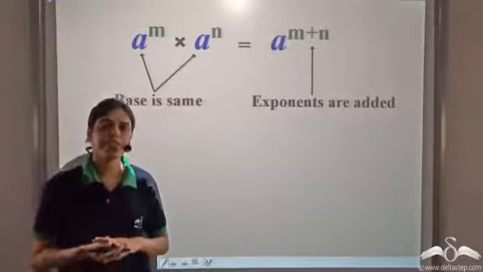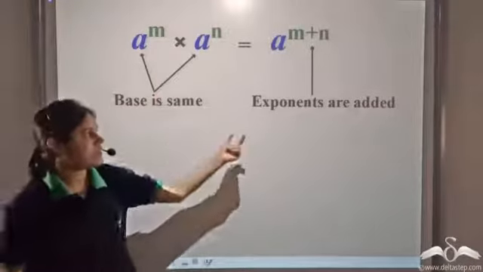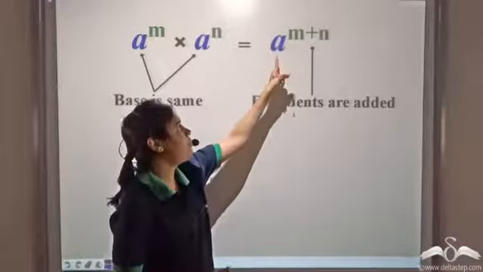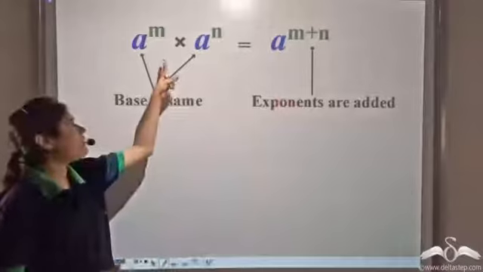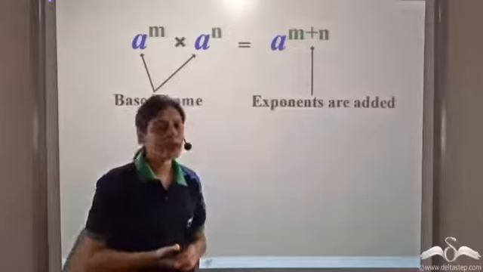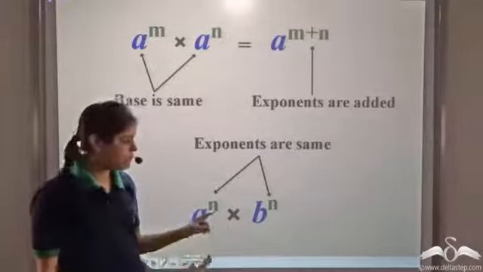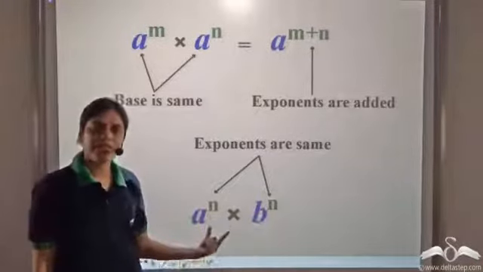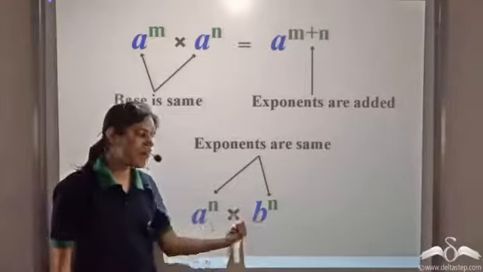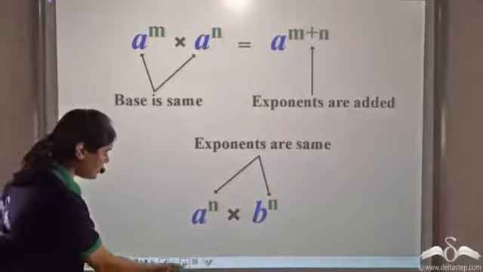We have learned that if we multiply two exponentials with the same base, then their exponents are added, or we say that their powers are added, and the base remains the same. So a to the power m into a to the power n is equal to a to the power m plus n. Now what happens if the bases are different but the powers are the same? That is, what happens if we multiply two exponentials in which the bases are different but the powers are the same? Let us take an example and see.